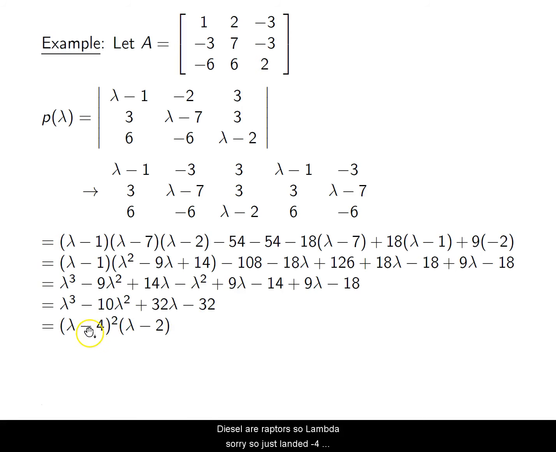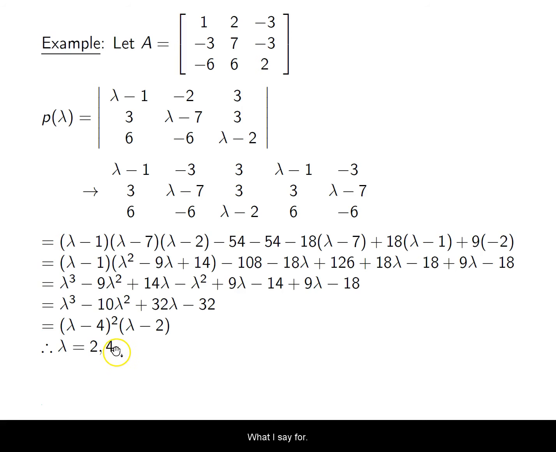Okay. So this lambda minus 4 appears twice. Lambda minus 2 appears once. So there's 3 terms here. Remember that? Lambda minus 4, lambda minus 4, lambda minus 2. So I only have 2 eigenvalues, 2 and 4.